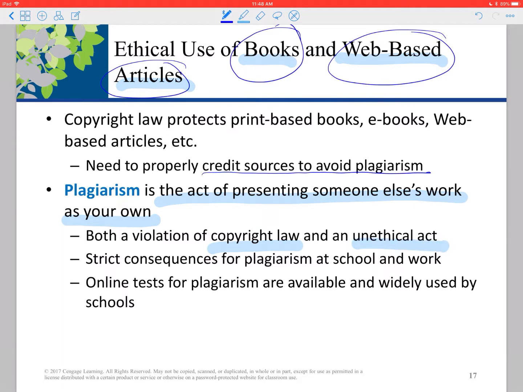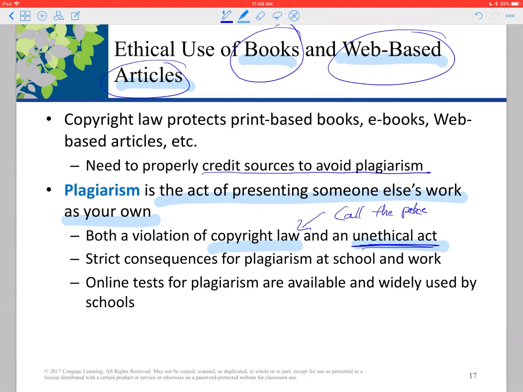It's unlikely if you plagiarize on a paper that your professor is going to call the police. But with it being an unethical act, you may get a low score. I know when students plagiarize in my class, it's an automatic F either on the assignment or in the course.